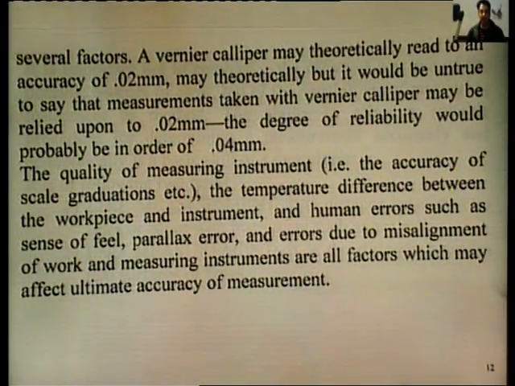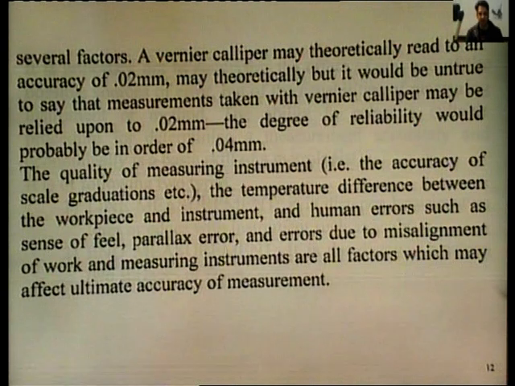A vernier caliper may theoretically read to an accuracy of 0.02, but it would be untrue to say that measurement taken with a vernier caliper may be relied upon to 0.02. The degree of reliability would probably be in the order of 0.04, that is double the least count.